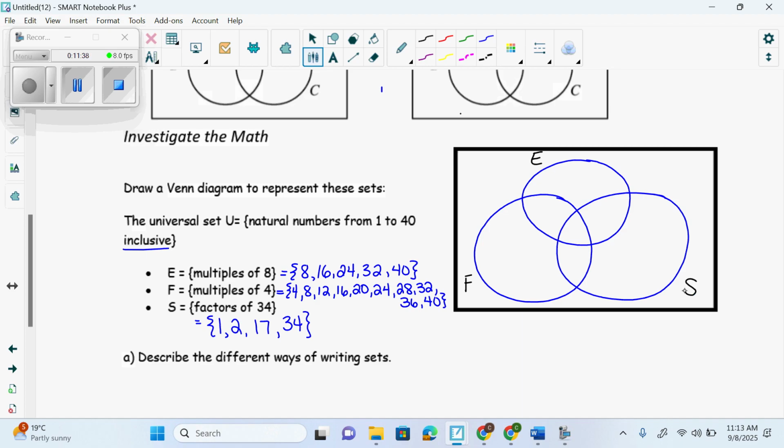So in the ands between E and F, what's between them that's the same? 8. But it can't be in this part, right? It can't be in that middle part. It's not in all three. So this would be 8, 16, 24, 32 and 40.